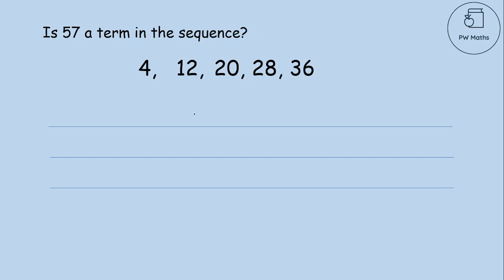But there is something I notice about this sequence, and that is that it's only got even numbers in it. Because the term-to-term rule, or the thing that is happening in between each of these terms, is +8, I know that if I add an even number to an even number, I will always get an even number. So I can quite confidently say, without doing any algebra, that no, 57 is not a term.